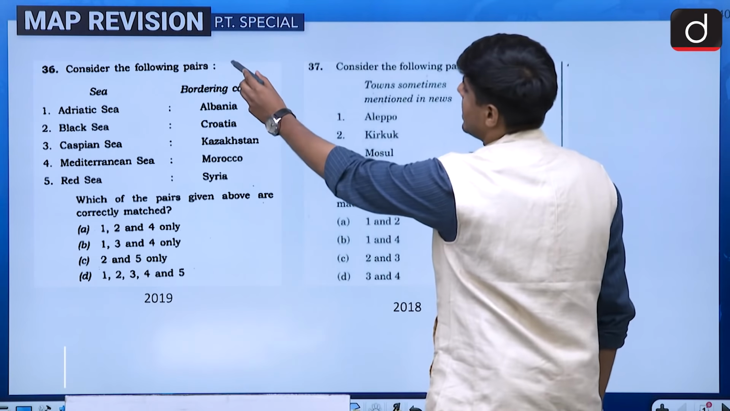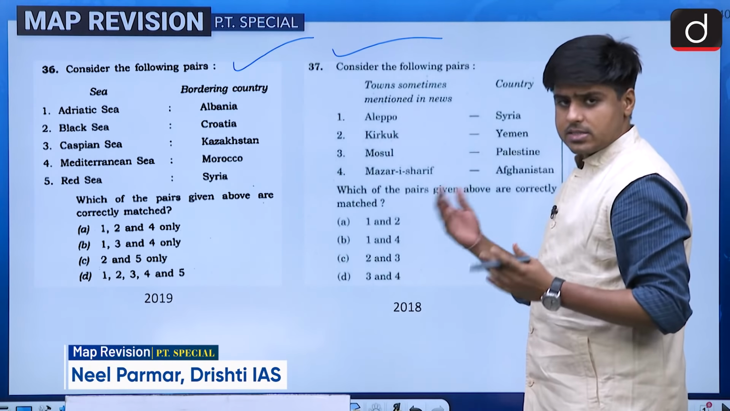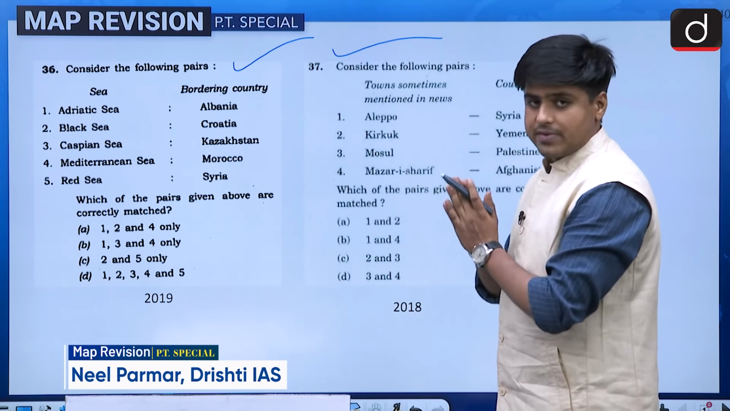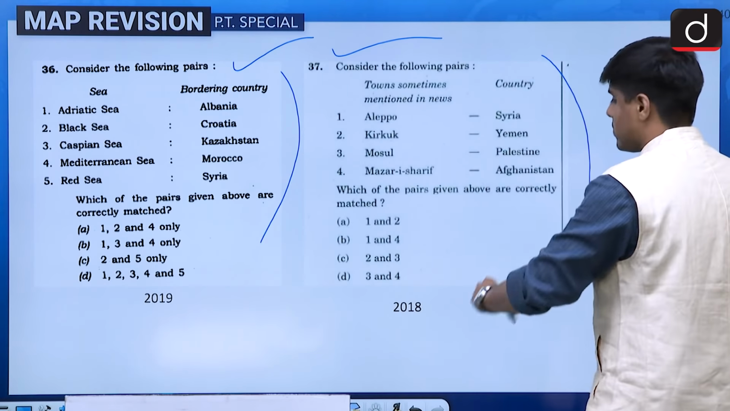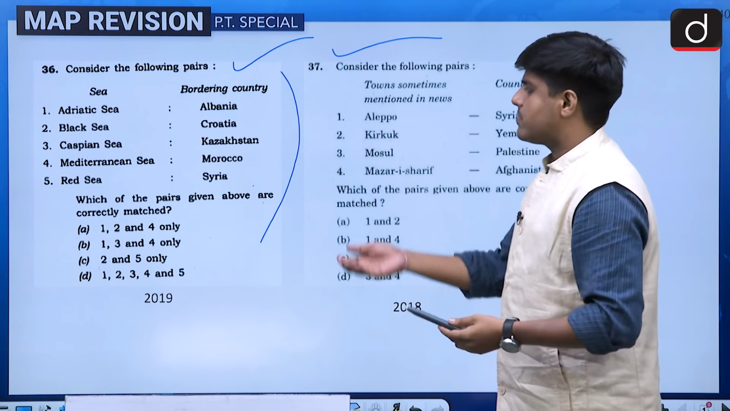First, let us have a look at the questions which have been asked based on map-based information. We won't be discussing these questions. You just need to have an idea which kind of questions UPSC has asked in the past few years.